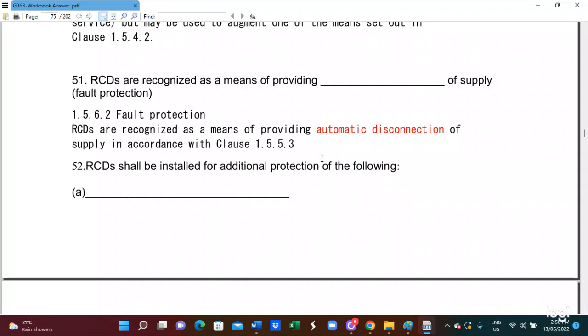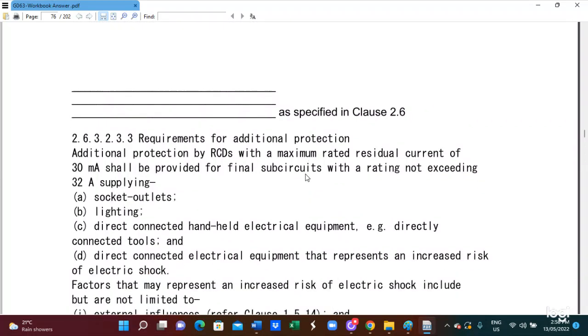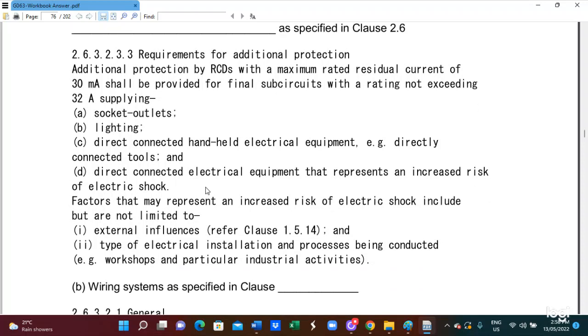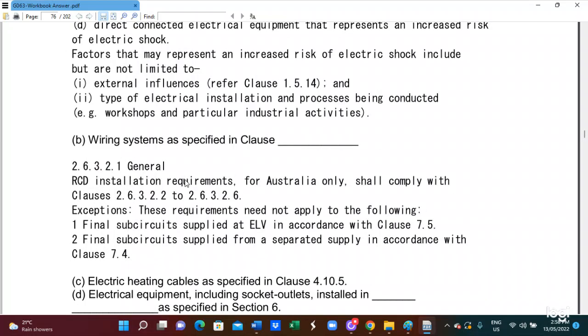Clause 2.6.3.2.3.3 is a requirement for additional protection. In this case, for socket outlets, lighting, and direct hand-held electrical equipment, we have to provide additional protection.